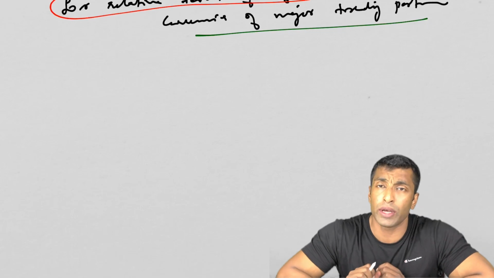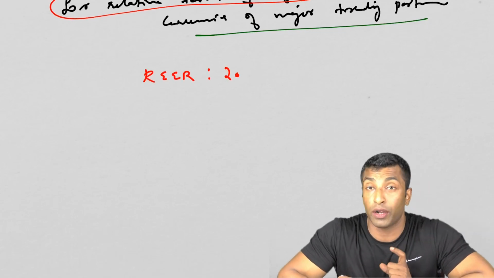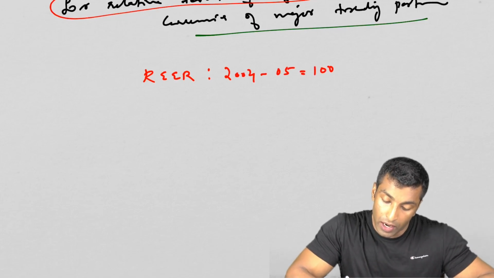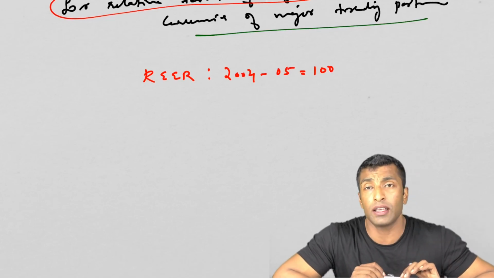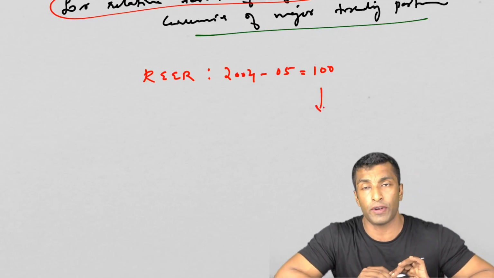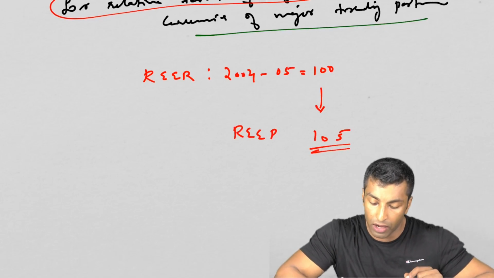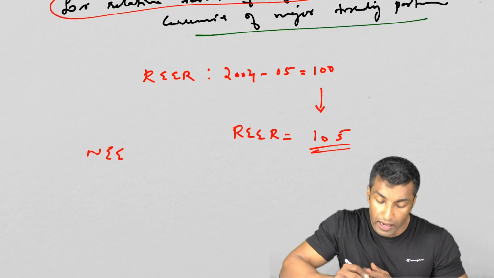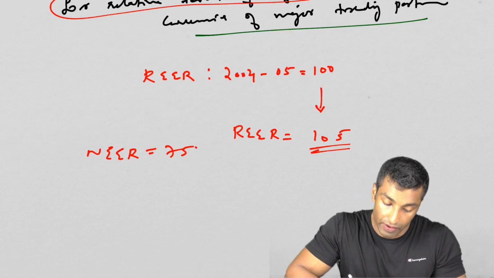Now REER is also an index number. So how will you write that? REER, put a colon, 2004-5 equal to 100. So this is actually the base year. Now, as I told you before, if inflation is more in India, that will be reflected here. So this will increase to, let's say, 105. So REER value will be like 105. What does that mean? Inflation is more in India. But NEER will be, like I have just discussed, depreciation is there. So NEER is 75.